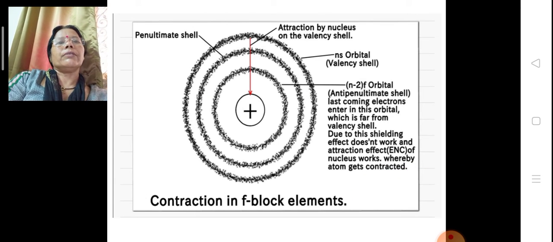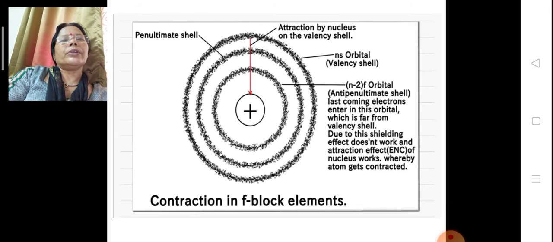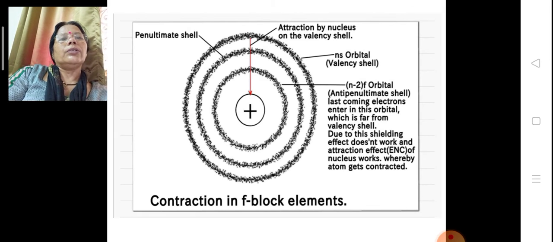The contraction is shown graphically. Inside the nucleus, there is the outermost shell, the penultimate shell, the ns orbital as the valence shell, and the n-2 f orbital in the antipenultimate shell. The last coming-up electrons enter this orbital, which is on the inner side, near the nucleus, while the outer side has the ns orbital, which is the valence shell.